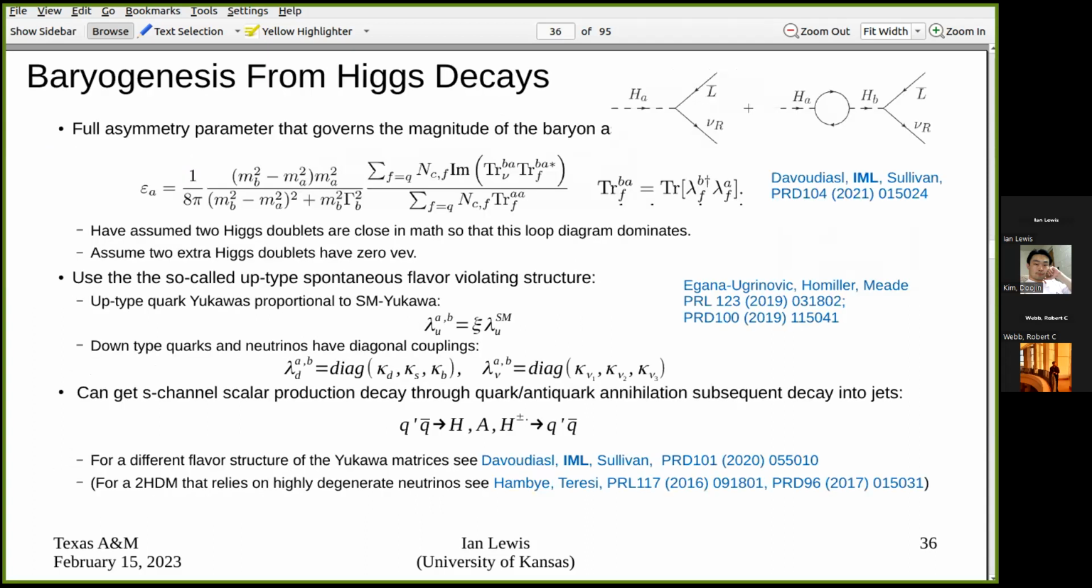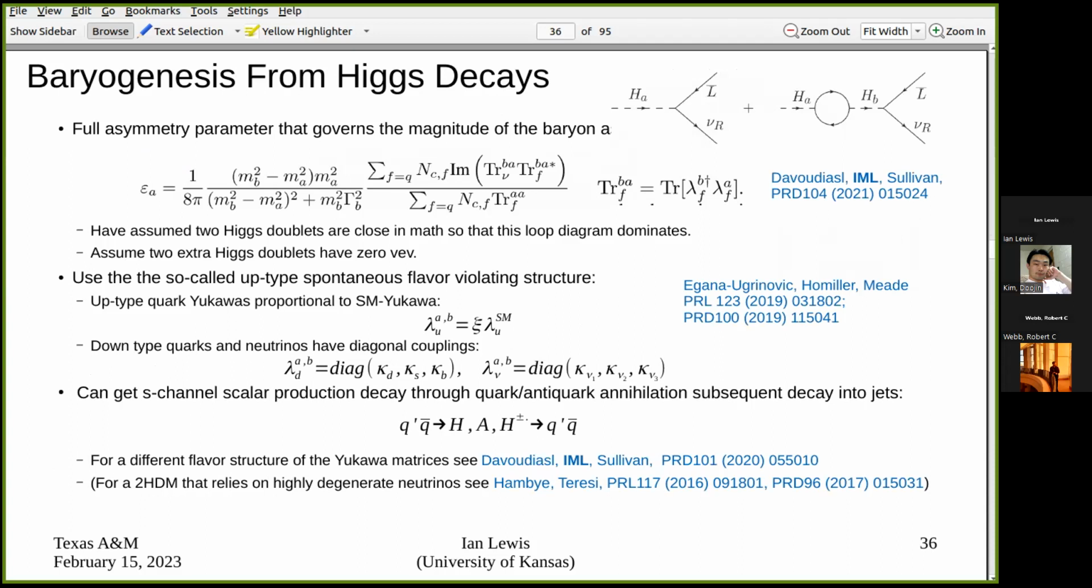So we did this with a specific model. The full asymmetry parameter, when we do the loop calculation and everything, ends up being something like this. And then you have some sorts of traces over different types of Yukawa matrices. The other thing is we assume that two Higgs doublets are close in mass, so that this is actually the loop diagram that dominates, because there are other loop diagrams. But if they're close in mass, then you have a resonant production here, more or less.